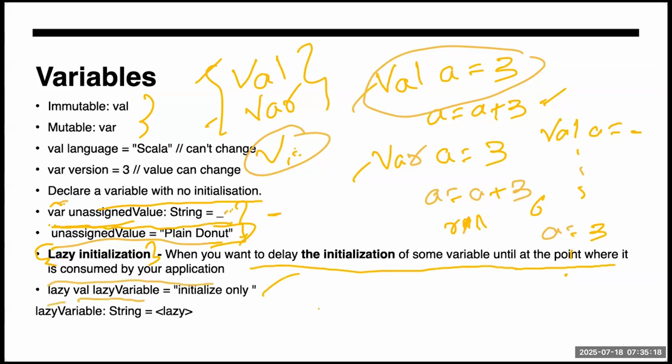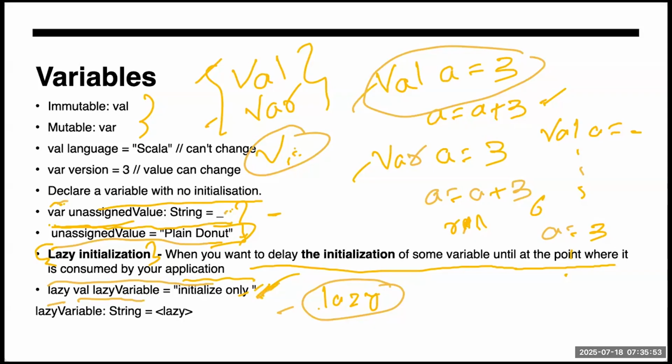Lazy val. If you assign anything to a val and write lazy, it will be initialized lazily. When your application consumes it, only then will memory be allocated. Let's suppose you define it but you are not using it. Then memory won't be assigned to it unless you use it, and Scala won't provide memory to it.